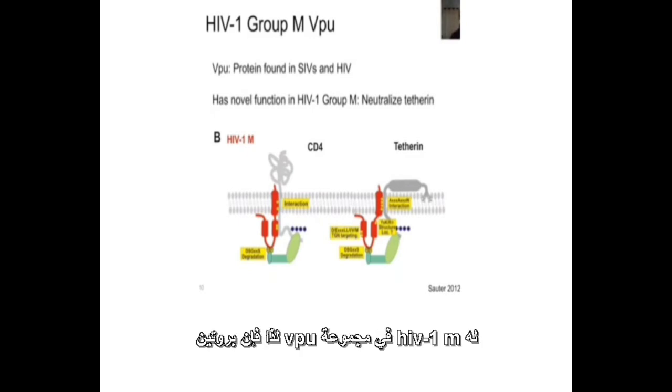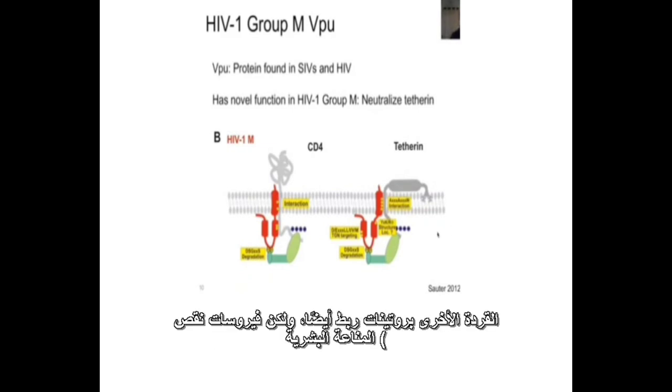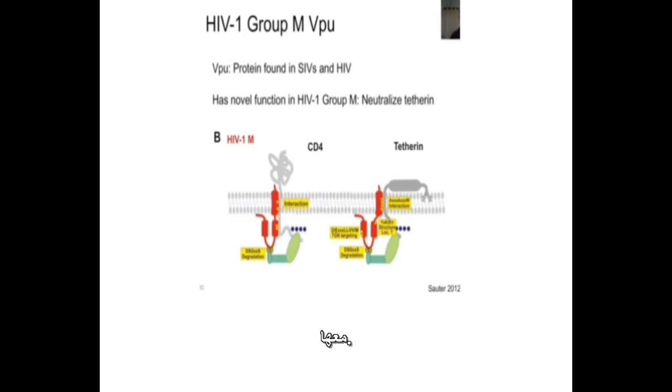So this protein VPU, in HIV-1 group M, has a novel function. Its job in humans is to neutralize tetherin, which you can see on the right here. What VPU normally does, and you don't have to worry about the specifics of this, is it deals with a protein called CD4. In HIV-1 group M, it does a second job. It deals with a protein called tetherin, which is part of the human immune system. Other apes have tetherins as well, but the SIVs have different ways of dealing with them.